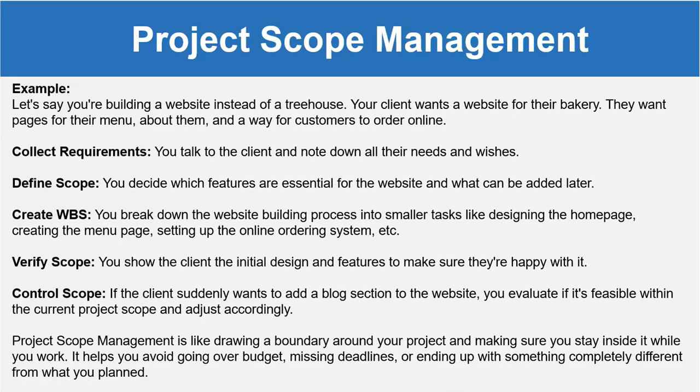Then define the scope. That means you decide which features are essential for the website and what can be added at some later stage. Then create the work breakdown structure. That means you break down the website building process into smaller tasks like designing the home page, creating the menu page, setting up the online ordering system, and taking payments.